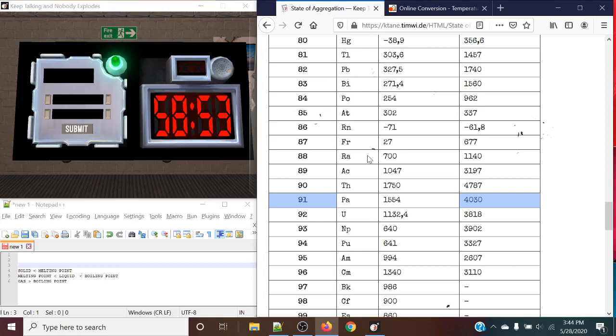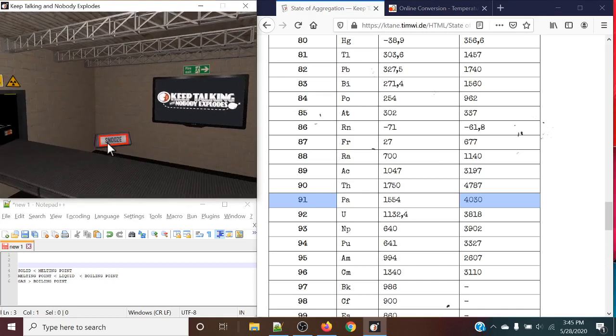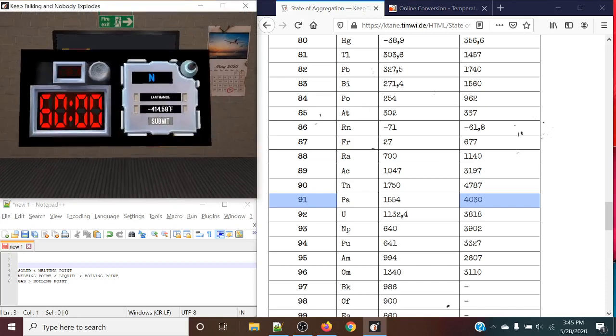Remember, we are looking for the temperature that gives us that state. It's not really that hard, it's just the manual does not express that at all.